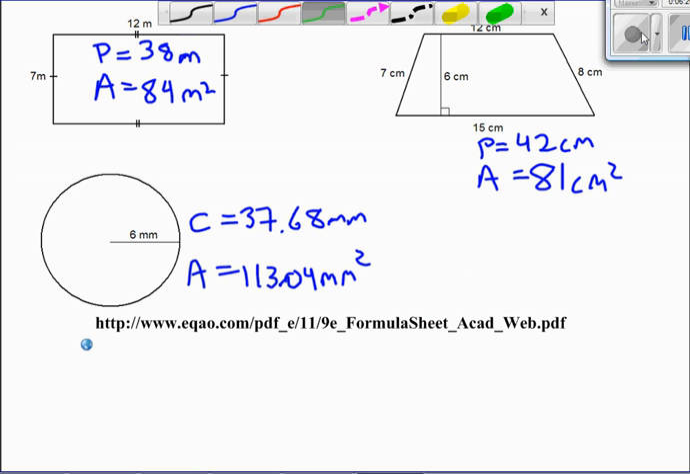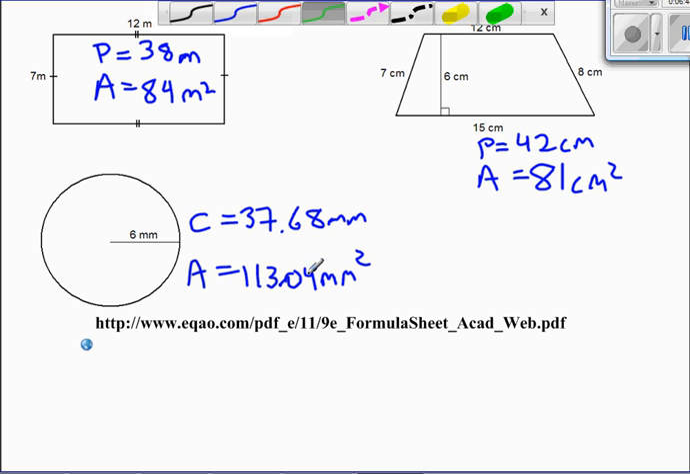Okay, so if you look at the rectangle, I found a perimeter of 38 meters and an area of 84 meters squared. Please make sure that you're writing the units, otherwise you don't have the correct answer yet. For the trapezoid, a perimeter of 42 centimeters and an area of 81 centimeters squared. For the circle, I found a circumference of 37.68 millimeters and an area of 113.04 millimeters squared.